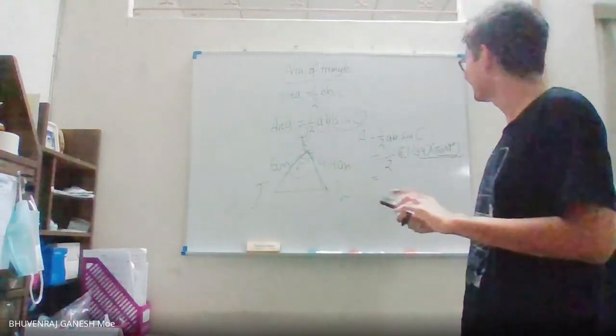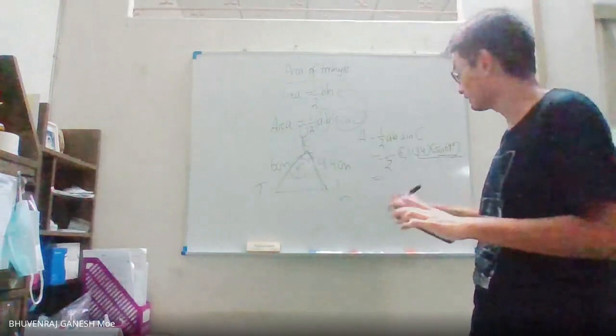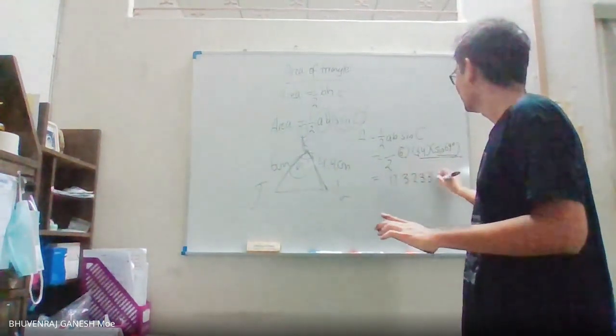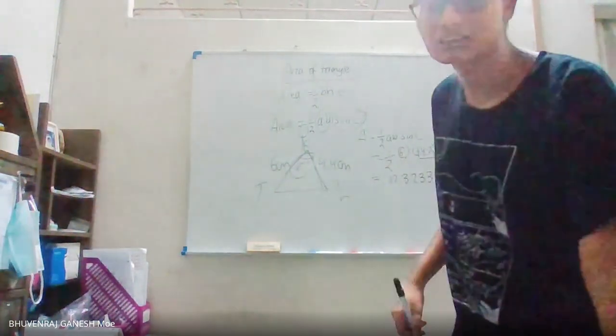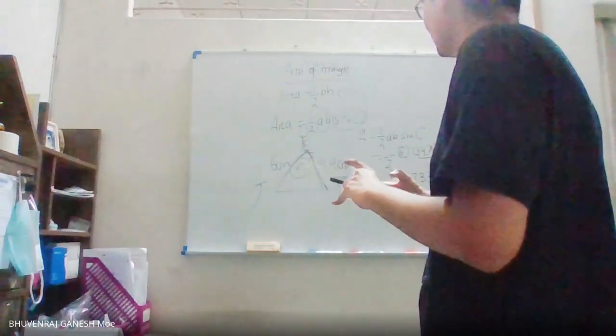So sin 69 times 4.4 times 6 over 2, and you get your answer: 12.3233 cm square. Remember, put unit. Area unit is cm square. Okay? Yes, Bhuvan. Wait.